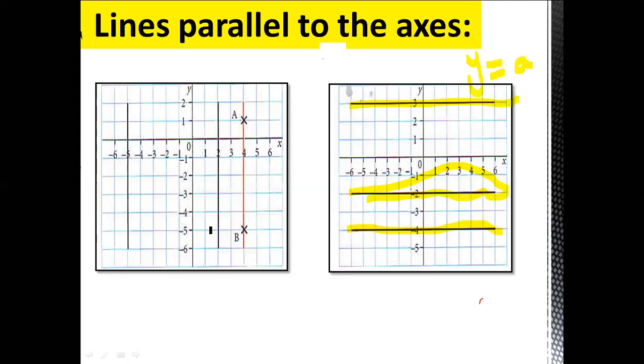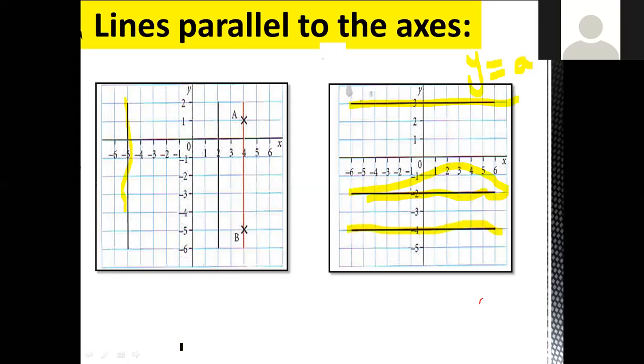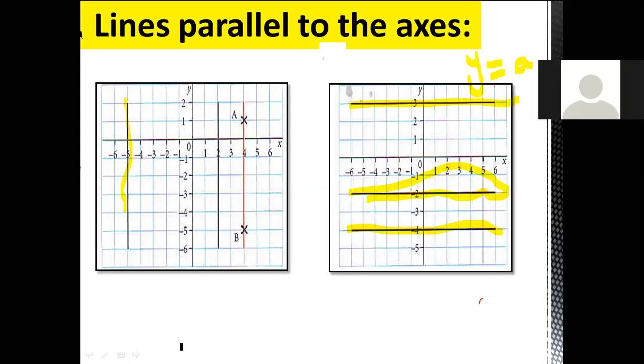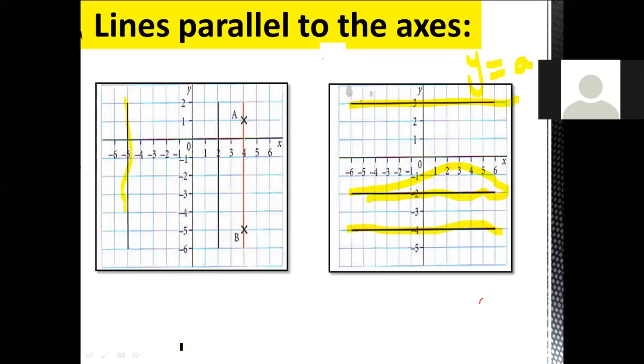Yalla, let's go to any line that is parallel to the y-axis now. It's not parallel to the x-axis, it's parallel to the y-axis. Who wants to help? More hands. Sarah is raising her hand. Yes, Sarah.